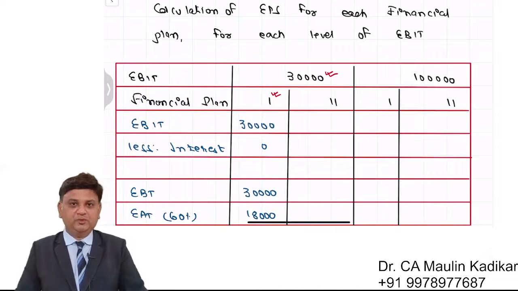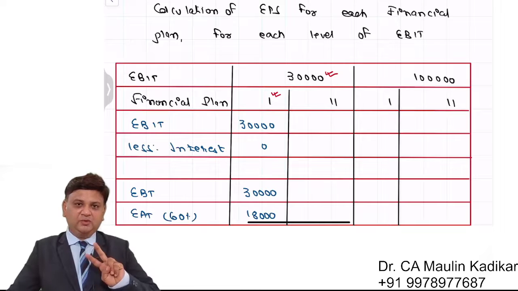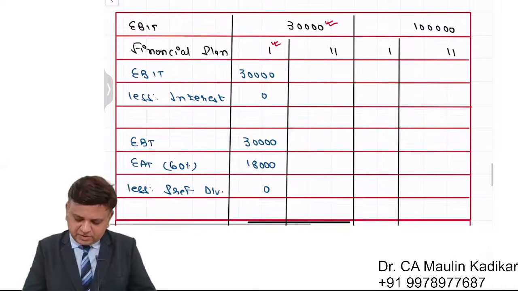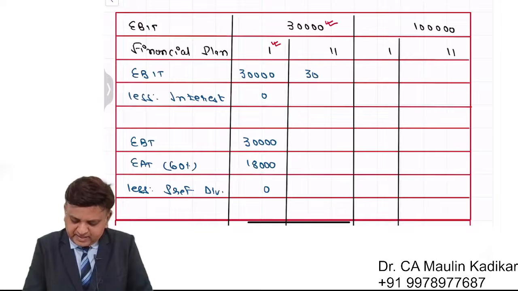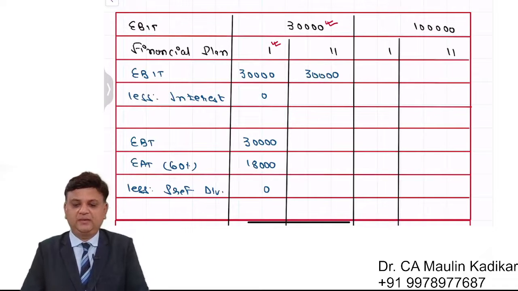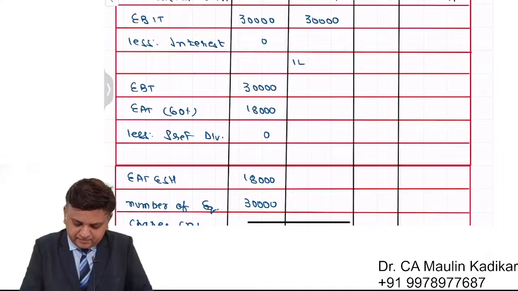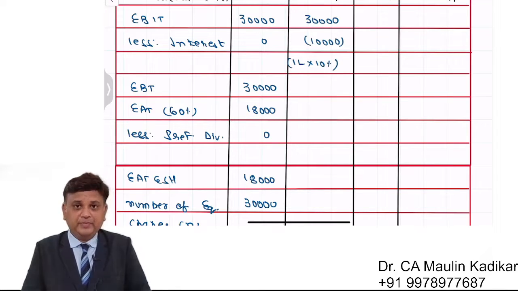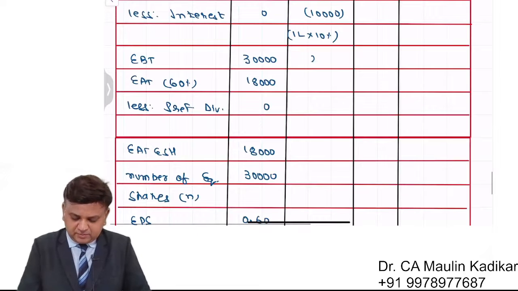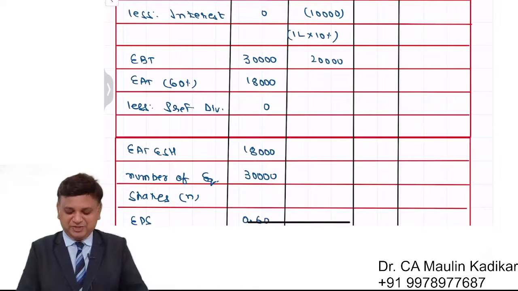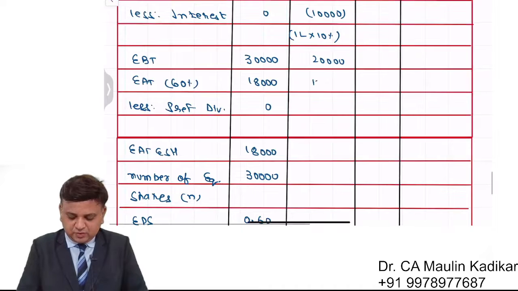I request you to do it for plan 2 and put your answer in the chat box. Plan 2 and EBIT 30,000. So again EBIT will be 30,000, dear students. Second financial plan is a levered financial plan, in which outsiders' financing is introduced. Amount of the debentures is 1 lakh and the rate of interest is 10%. So the amount of the interest is 10,000. EBIT minus interest, EBT is 20,000. Income tax rate is 40%. So earning after taxes is 60%. That comes to 12,000.